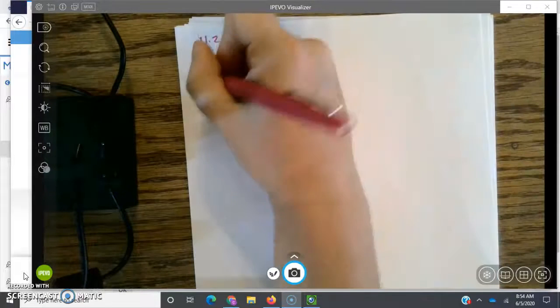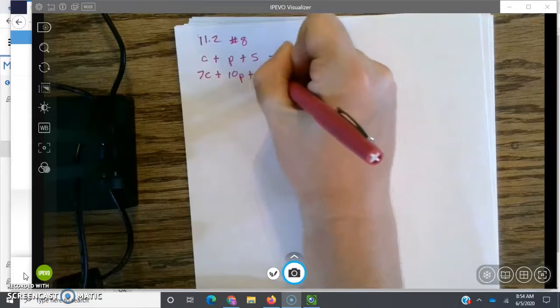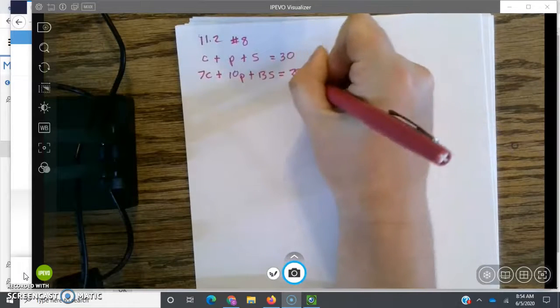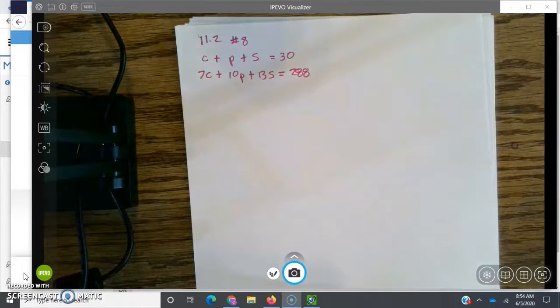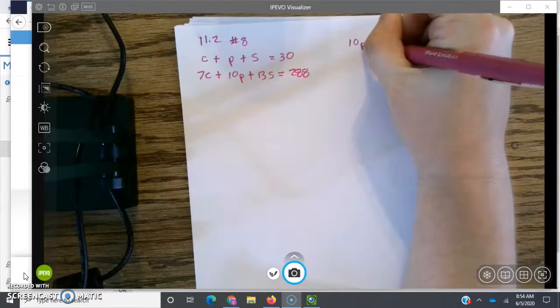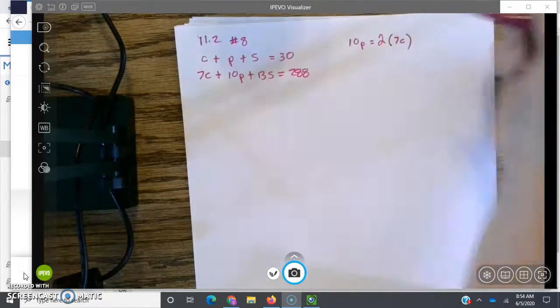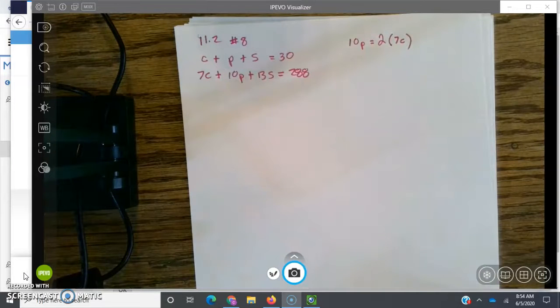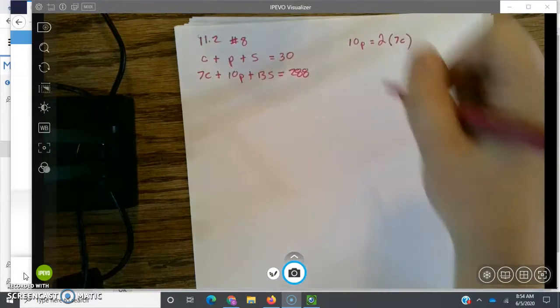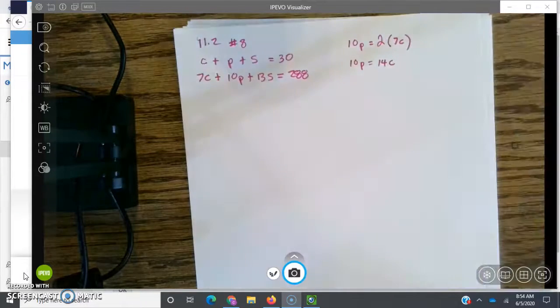We also know that the cheese was $7, the pepperoni was 10, and the supreme was 13. Then they tell us something kind of weird, that they paid twice as much for pepperoni than they did for cheese. So however much they paid for cheese, they paid twice as much for pepperoni. Okay, but that's not in a format that's helpful for us. So we need to get this into a format that works.